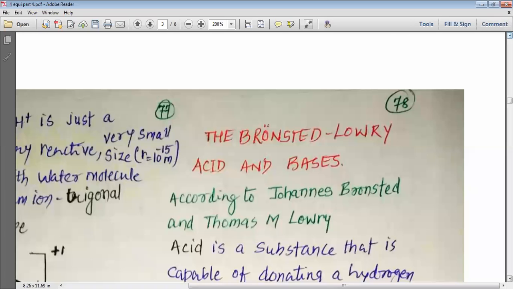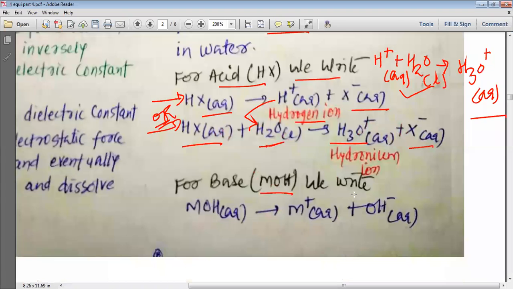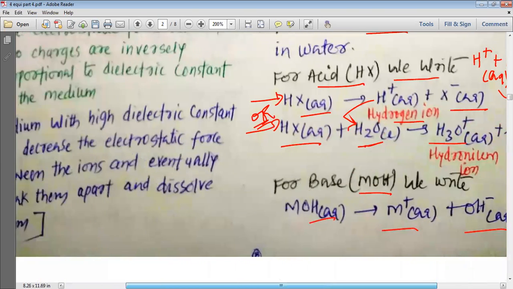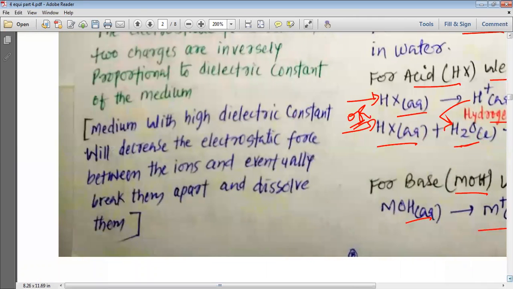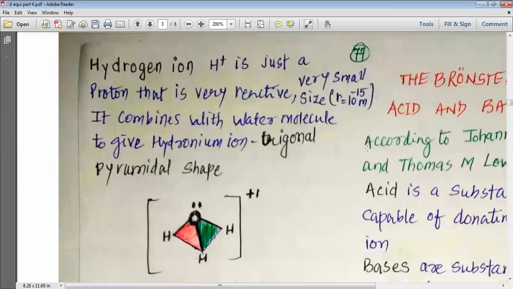Now for base, my dear students, we can write for base MOH, MOH gives M plus aqueous plus OH minus aqueous. So this is how we understand the base that produces OH minus ions. So according to Arrhenius, acid produces H plus ions and bases produce OH minus ions. But in aqueous solution, the H plus ions produced are actually converted into H3O plus ions.